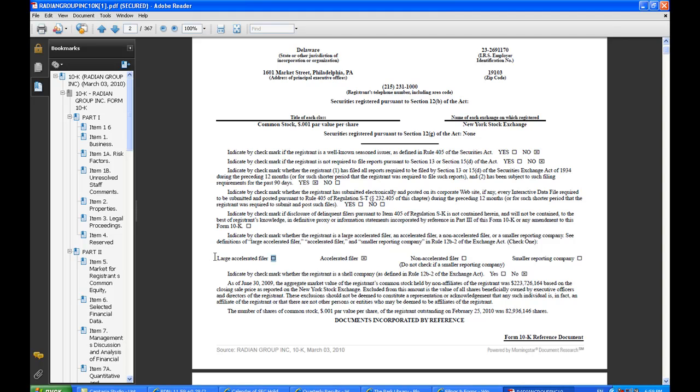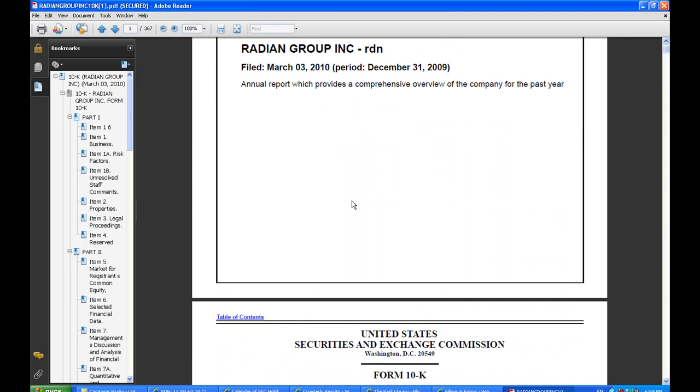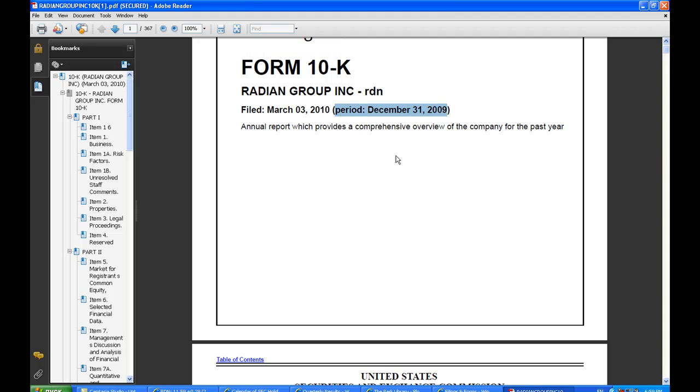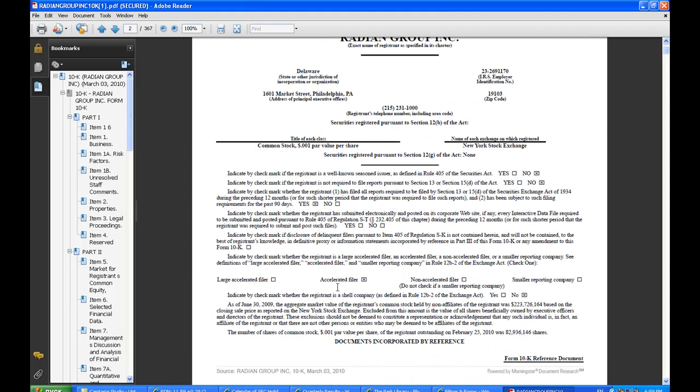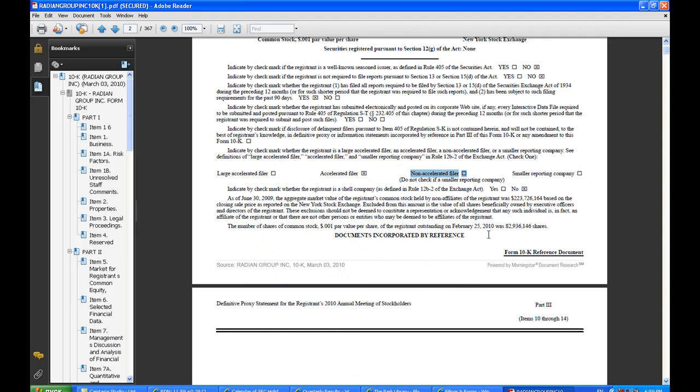Large accelerated filer means that the company has to file within 60 days after end of their period. Accelerated filer is 75, non-accelerated is 90. Smaller reporting companies varies, but could be like 120 and around there. Then you can see that number of shares as of February 25th, 2010 was almost 83 million.